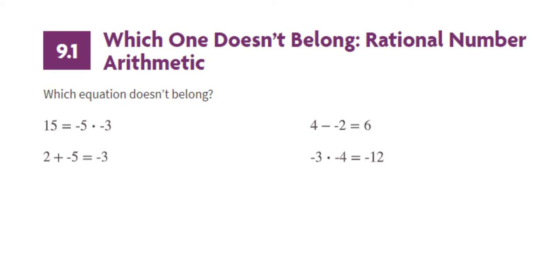Negative 5 times negative 3 is positive 15. 2 plus negative 5 is negative 3. 4 minus negative 2 is 6. And negative 3 times negative 4 is not negative 12, right? A negative times a negative is a positive, so this one's false. So you may have said this is the only one that's false. So there's different ways of looking at those problems.